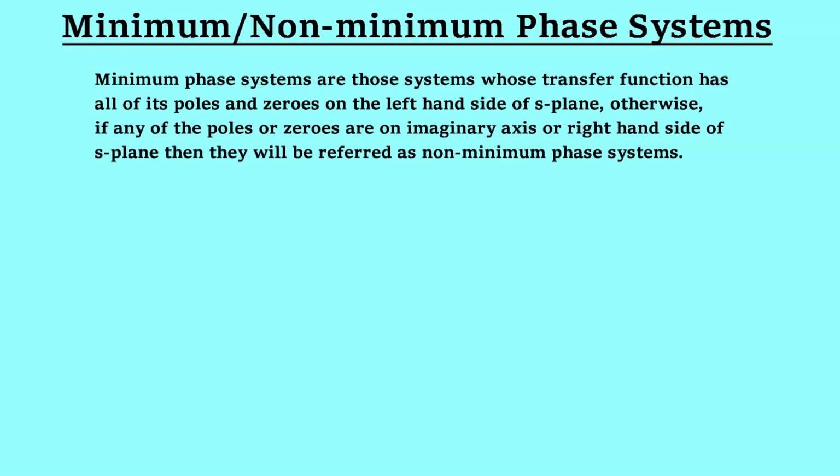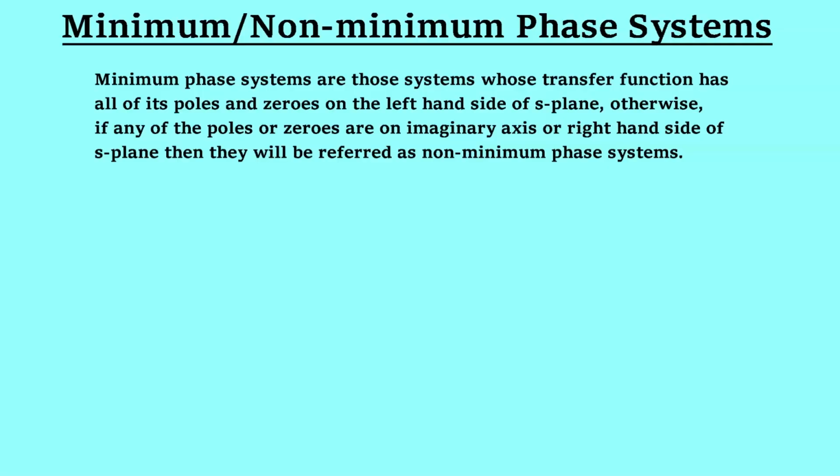This right hand side and left hand side is defined with respect to the y-axis. If you have to find whether the provided system is a minimum phase system or not, then you have to find all the zeros and poles of the transfer function of the system and conclude the system to be a minimum phase system if all the poles and zeros lie on the left hand side of the y-axis. Otherwise, it will be a non-minimum phase system.